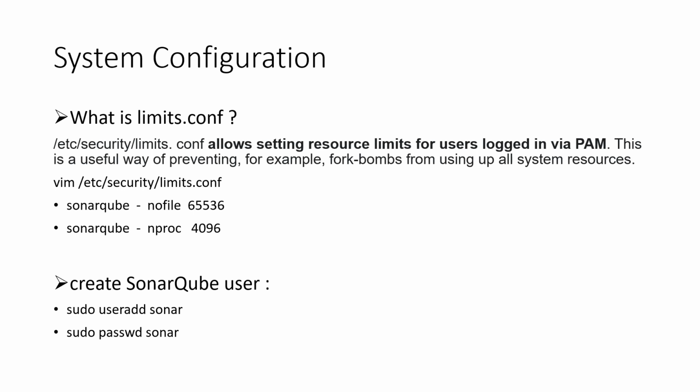So these are the few system configurations which we need to set up first. What is limits.conf? Basically, /etc/security/limits.conf allows setting resource limits for users logged in via PAM. This is a useful way of preventing, for example, fork bombs from using up all system resources. You just need to open this file using the vim editor and set these settings, like sonarqube nofile 65536. These are the minimum requirements for SonarQube. Sonarqube nproc 4096. Then we will create a SonarQube user using this command, useradd sonar, password sonar. Okay, let's jump into the next slide.